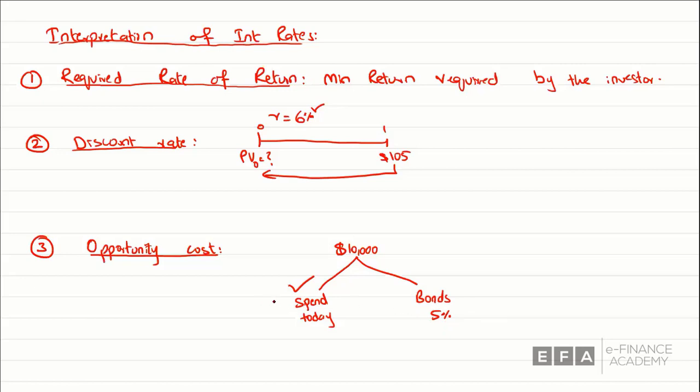So when you decide to go with the first option and give up the second option, then the opportunity cost of spending the 10,000 today would be the return that you have given up, or the interest that you have given up, which is 5%. So in this case, we may also call interest rate, that is the 5%, the opportunity cost. So depending upon the context, you can interpret interest rate in different ways. As we said, number one, required rate of return. Number two, discount rate. And number three is the opportunity cost of capital.